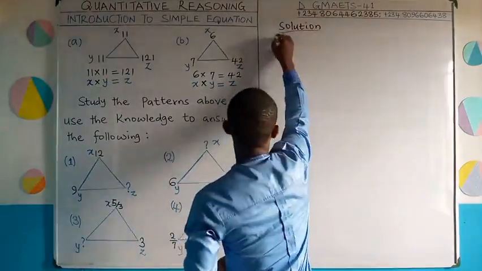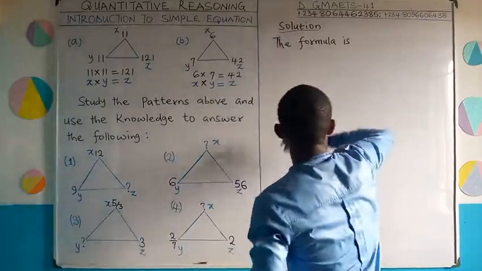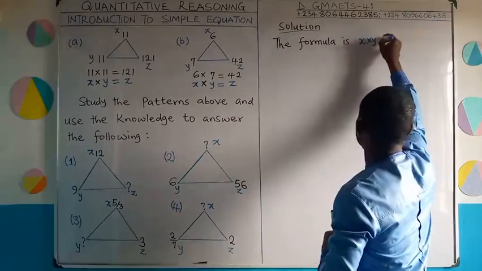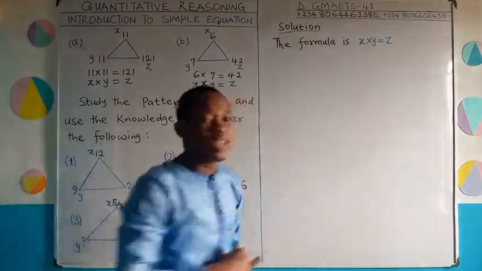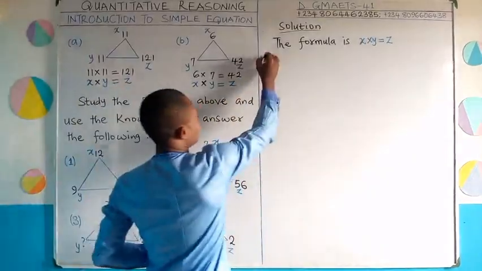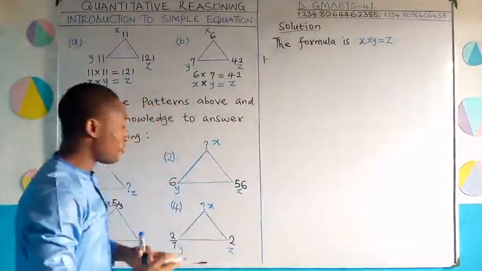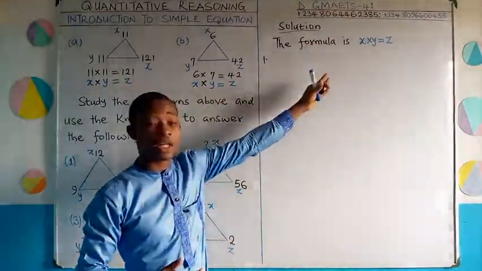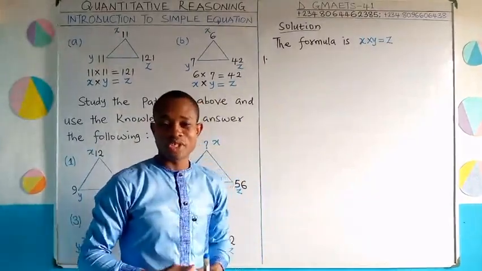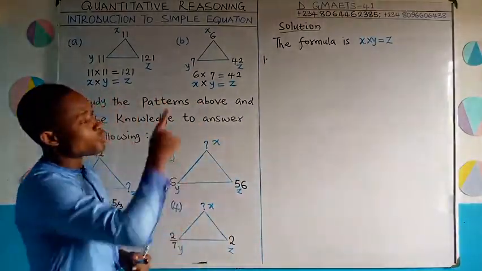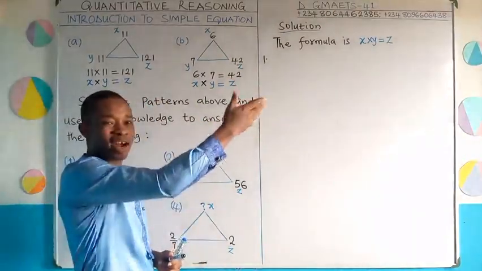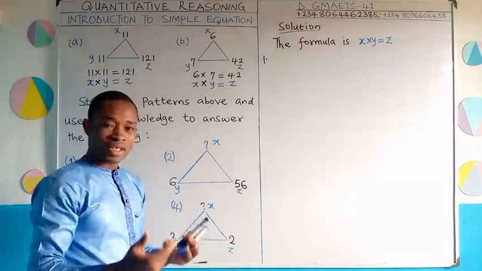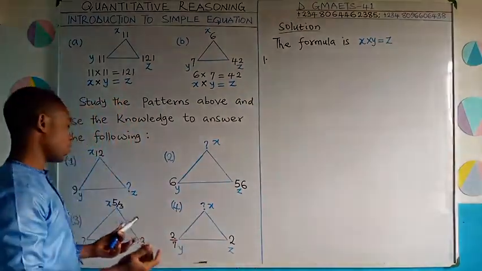I'll write out here that the formula is x times y equal to z. And this gets me ready for question number 1. Let's see how sweet and fast we are going to solve this question. All we now need as we work with this formula is the knowledge of simple equations. Because we have times, we should be thinking of things like dividing both sides by the coefficient of the unknown, and cross multiplication when necessary. So let us find out.